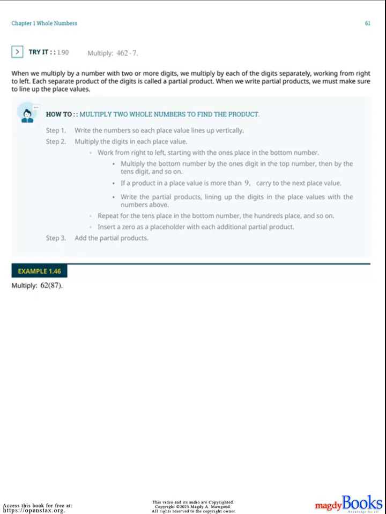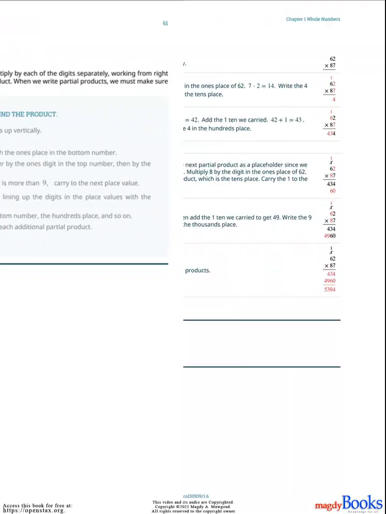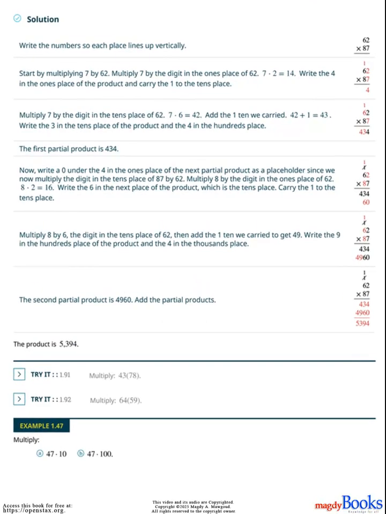Example 1.46. Multiply 62(87). Solution. 1. Write the numbers so each place lines up vertically. 2. Start by multiplying 7 by 62. Multiply 7 by the digit in the ones place of 62. 7·2 equals 14. Write the 4 in the ones place of the product and carry the 1 to the tens place. 3. Multiply 7 by the digit in the tens place of 62.